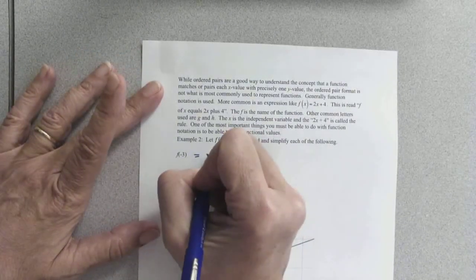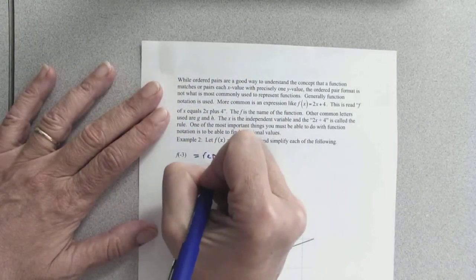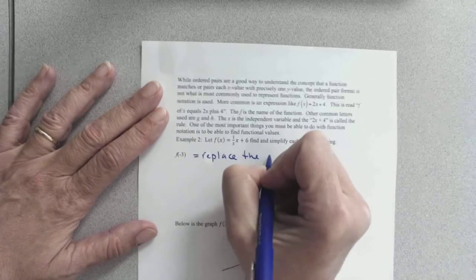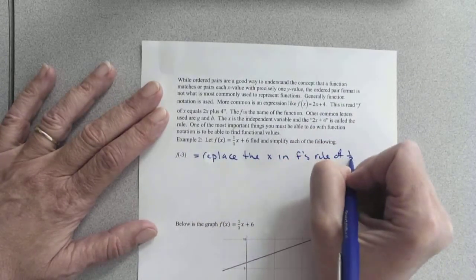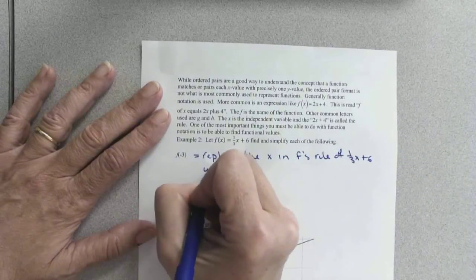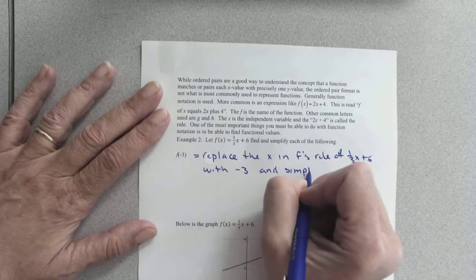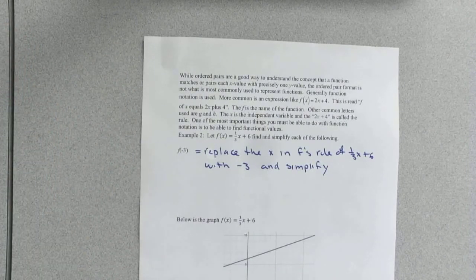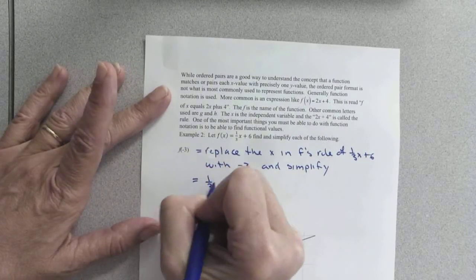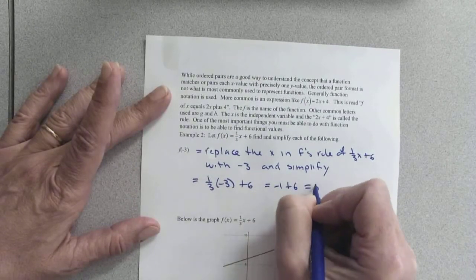What this means is replace the x in f's rule of 1/3 x plus 6 with -3 and simplify. That notation, f of whatever, always means replace and simplify, always. So in this case, I've got 1/3 times -3 plus 6, which is -1 plus 6 for 5.